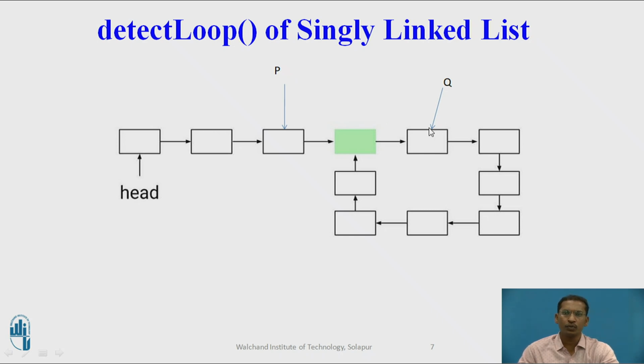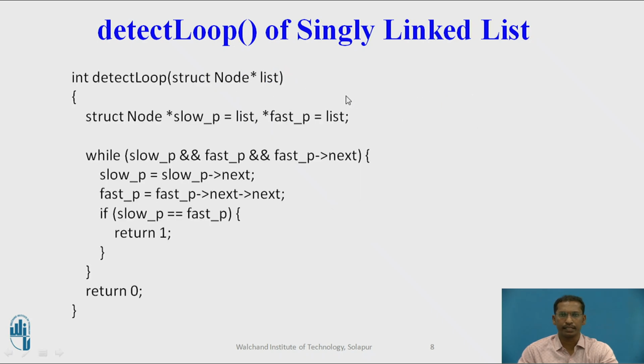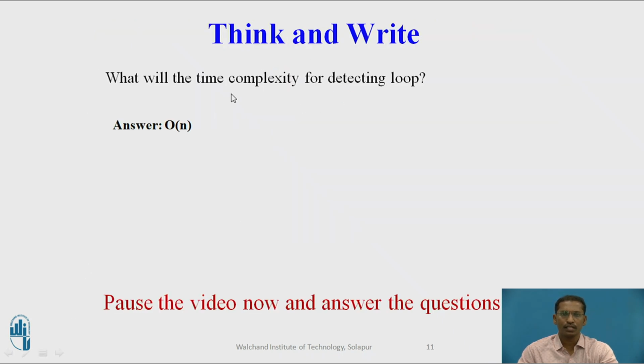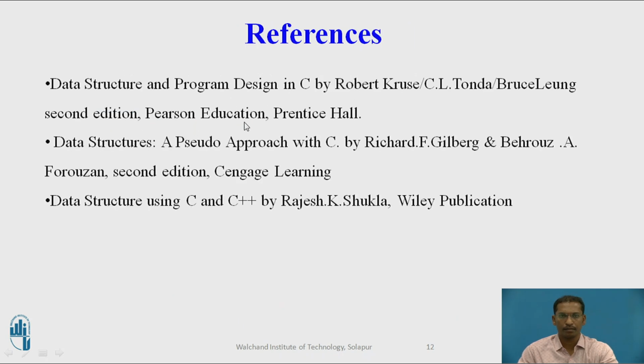Obviously Q will require n by 2 and P will require n complexity, because P is moving one by one step and Q is skipping one node and jumping to the next node like this. So the complexity of Q will be n by 2 and the complexity for P will be n. So overall it will be n plus n by 2, which is nothing but big O of n. Big O of n is nothing but one traversal. So at least one traversal we require for detecting the loop in the singly linked list. So the time complexity for detecting the loop is big O of n.